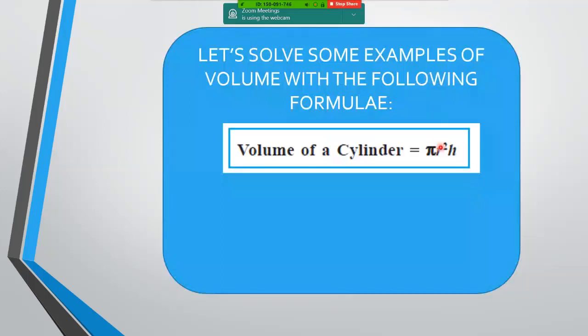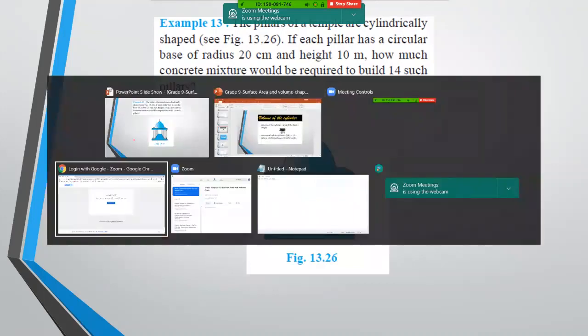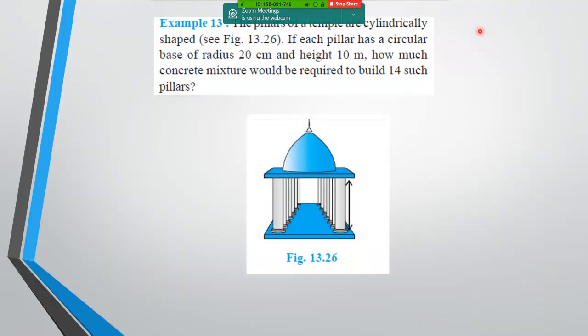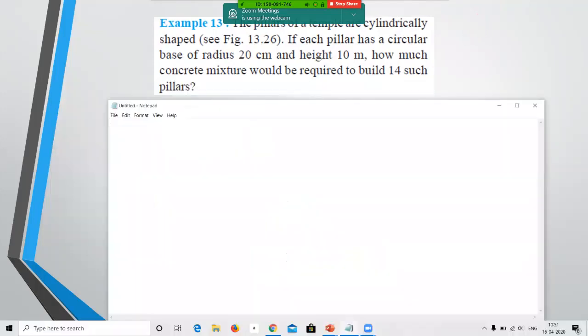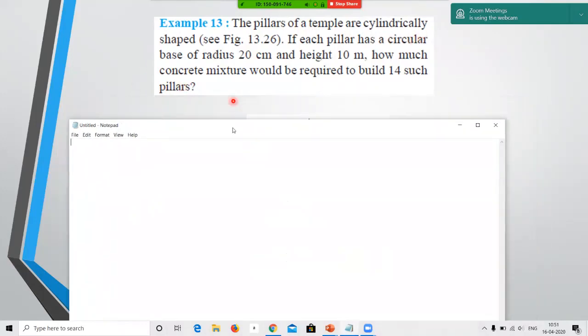So now moving ahead with the examples with the formula pi r square h. So here we start with it. And as you always tell me to cover the work, so here I go. Hold a minute. Okay, fine. So here we are. The pillars of a temple are cylindrically shaped. The picture is there.